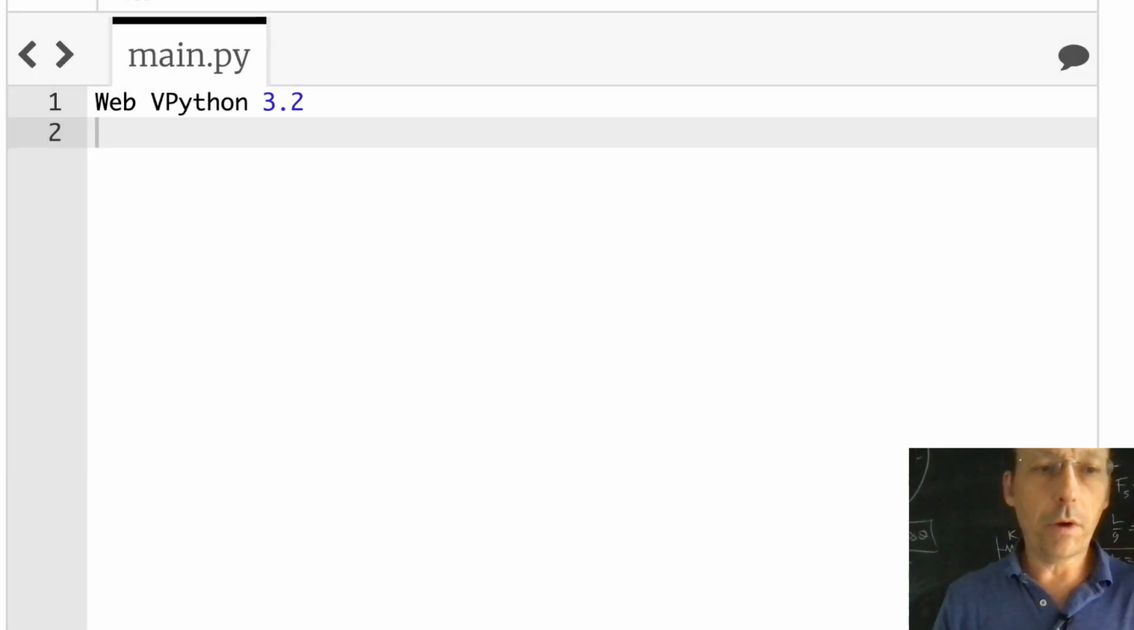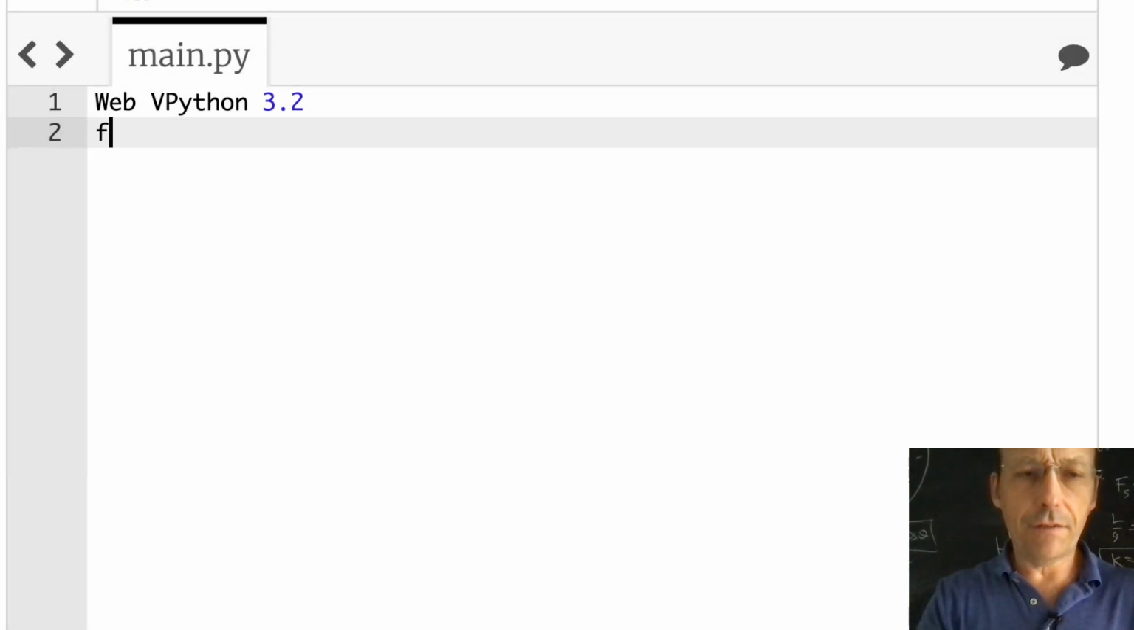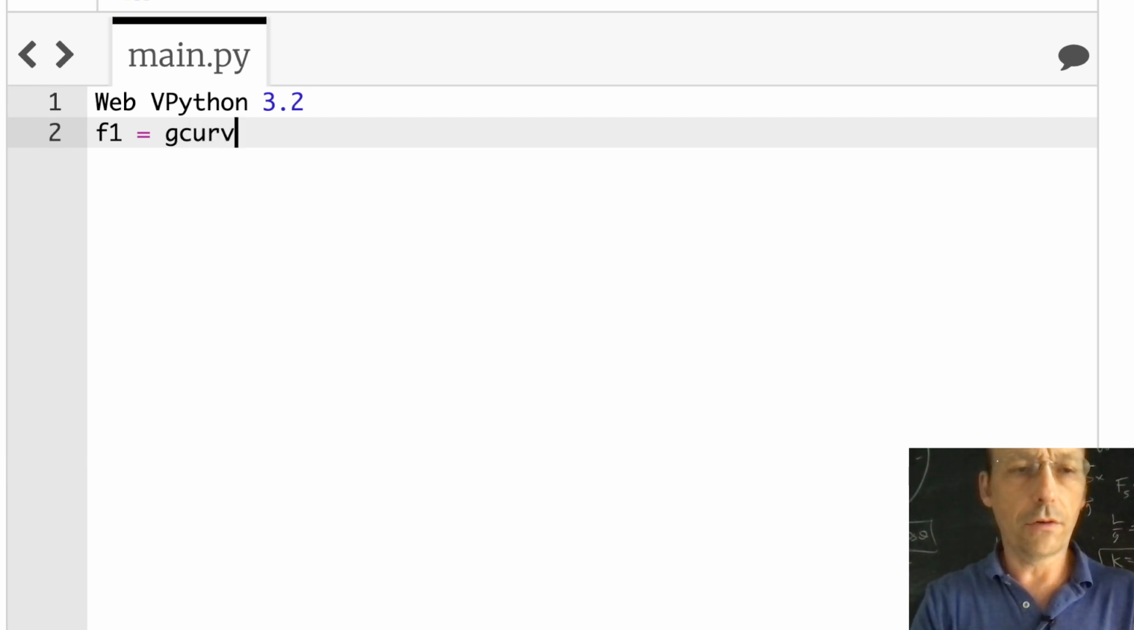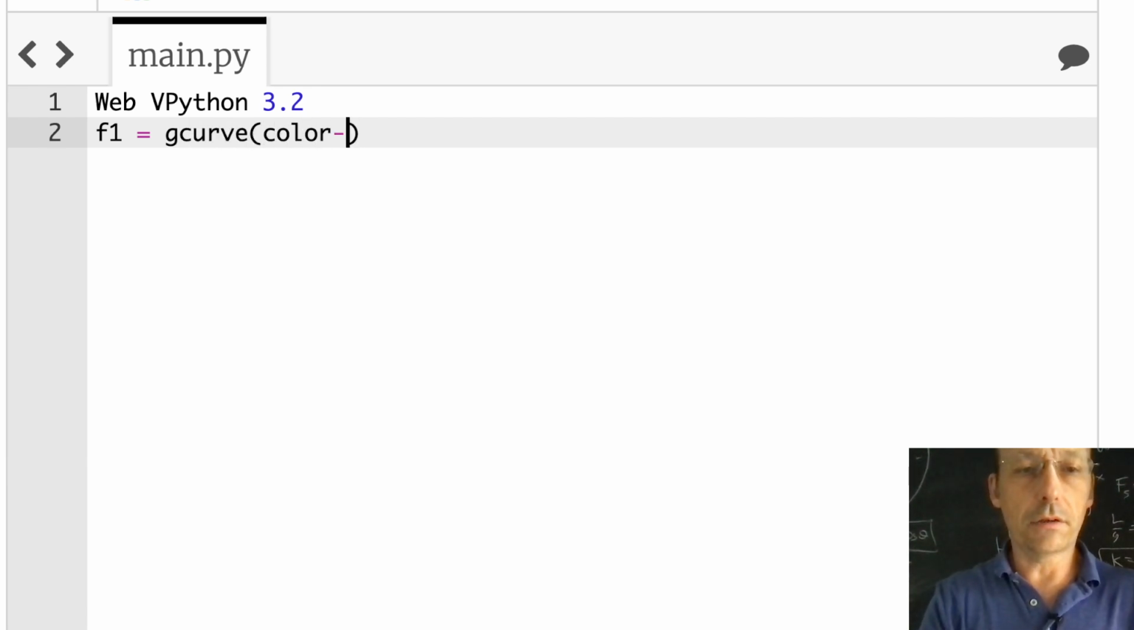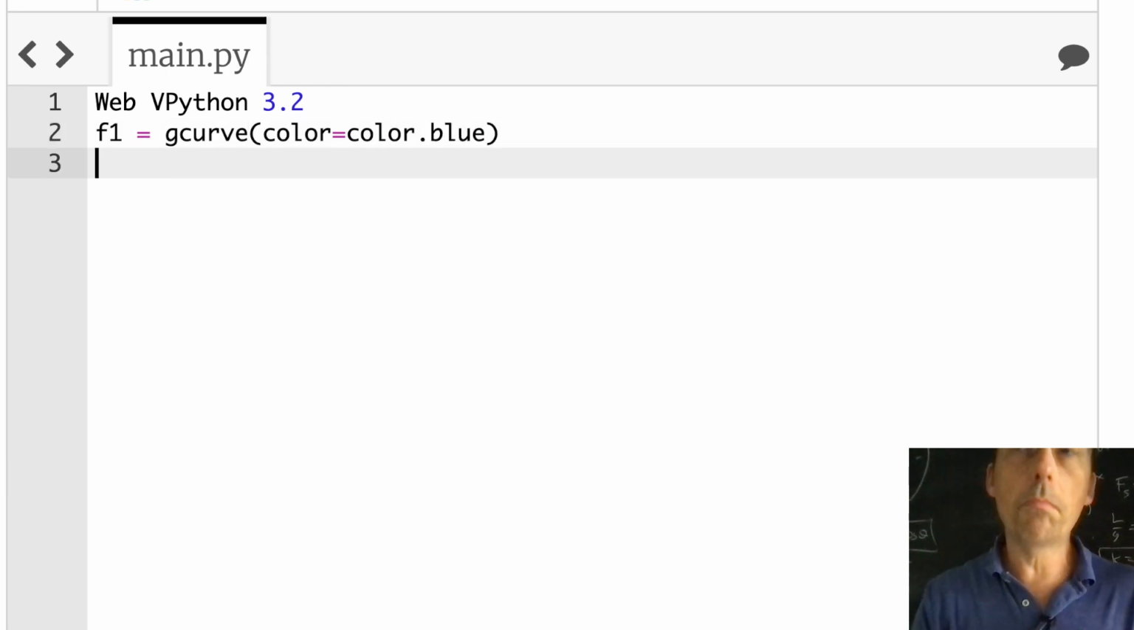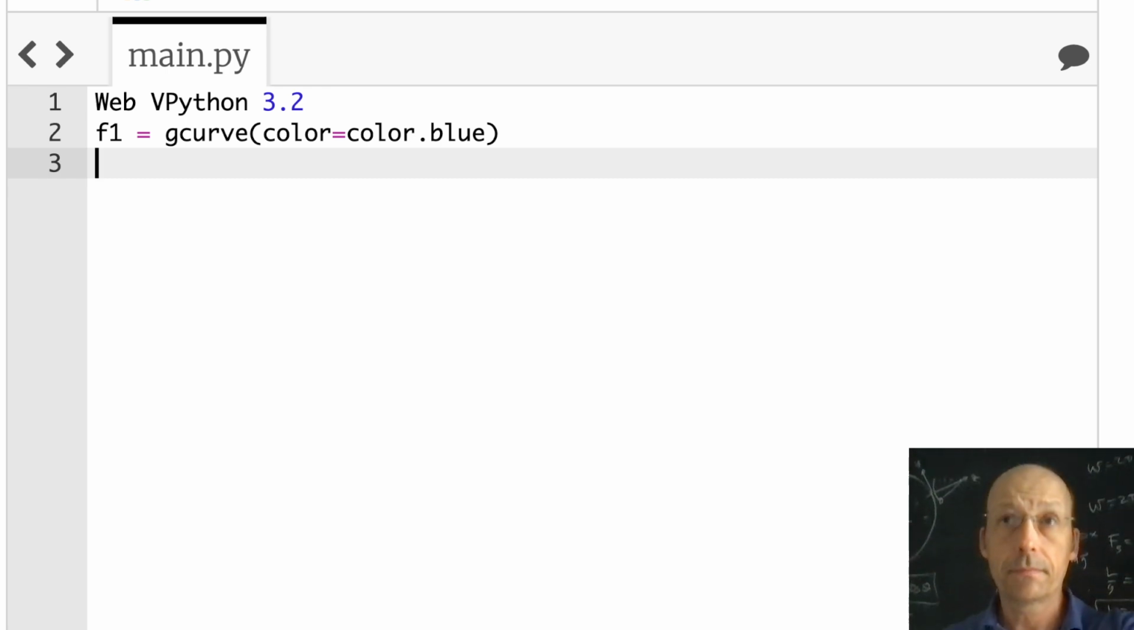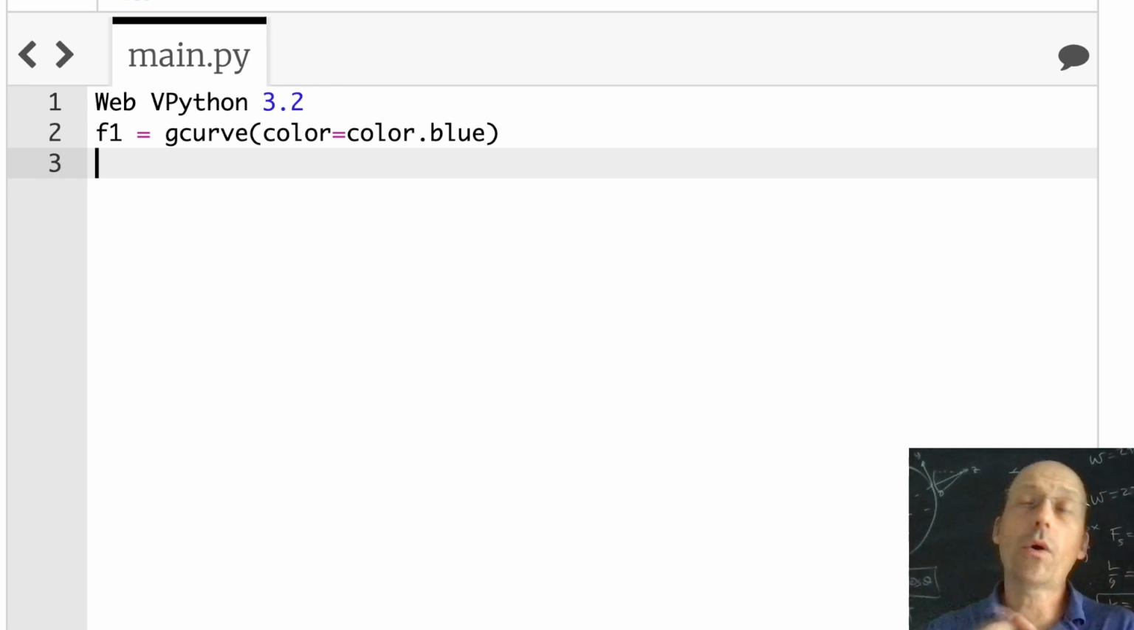Okay, so here we are in WebVPython. Let's make a graph. I'm not even going to give it a title. F1 equals gcurve. I am going to give it a color. Color equals color.blue. And I'm going to model the motion of a pendulum. So I didn't even show that calculation, but I'm going to do it.